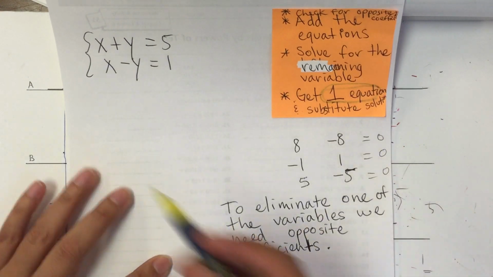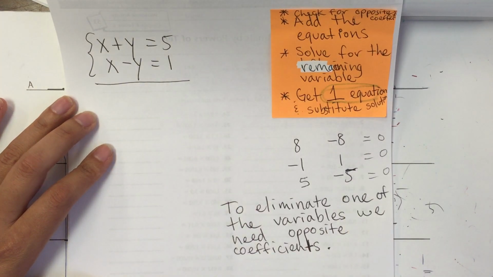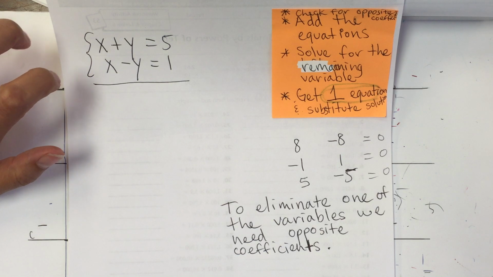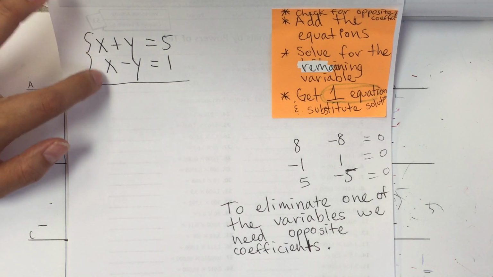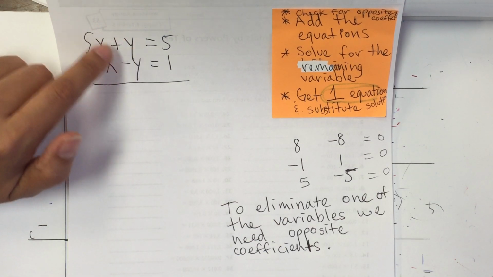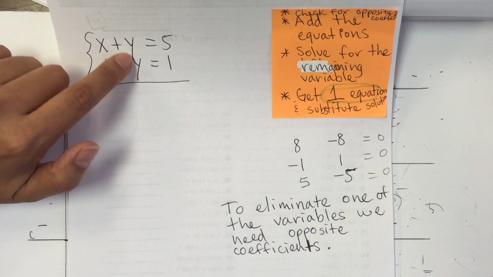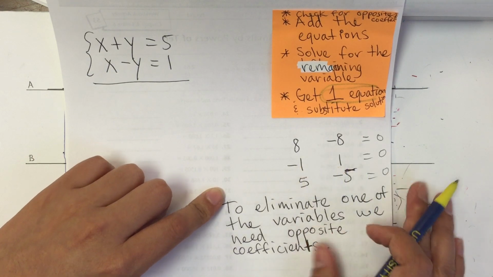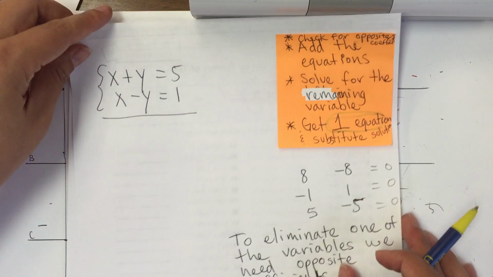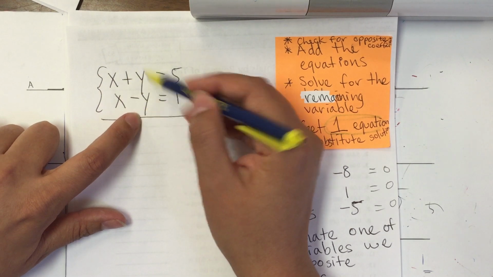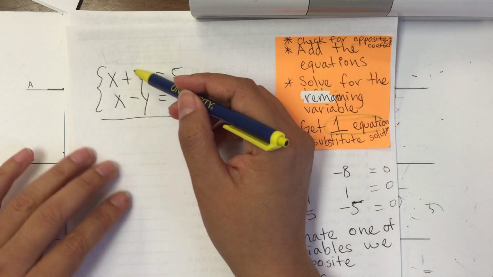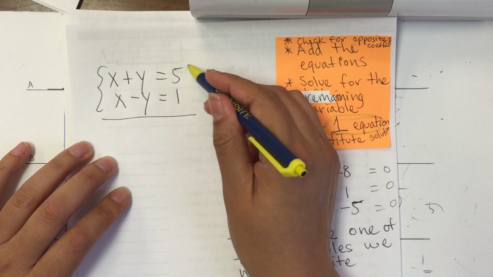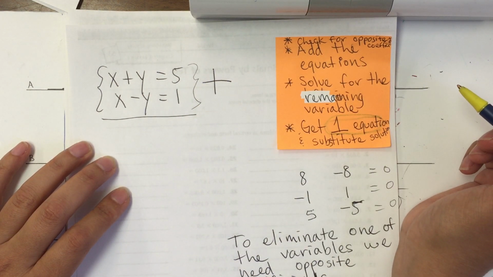Let's look in here. We look at x and the coefficients are 1 and 1. They're not opposite because both are positive. But then we look at the coefficients of y and we have positive 1 and negative 1. They are opposite of each other, so these are ready to cancel. Whenever you have a pair of opposite coefficients for one of the variables, you're ready to add the two equations.